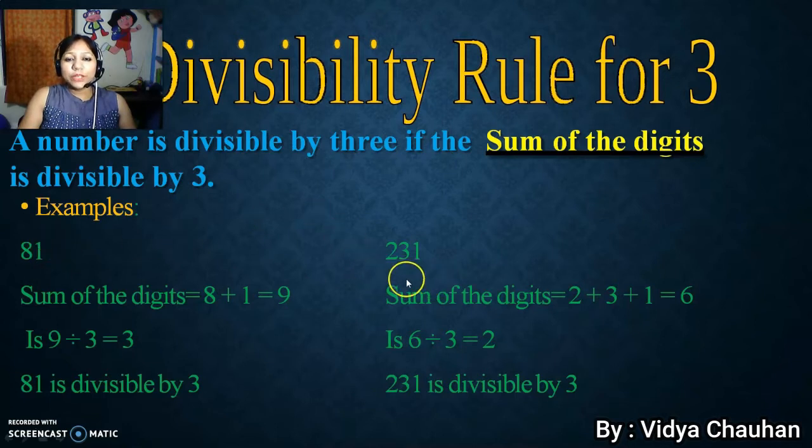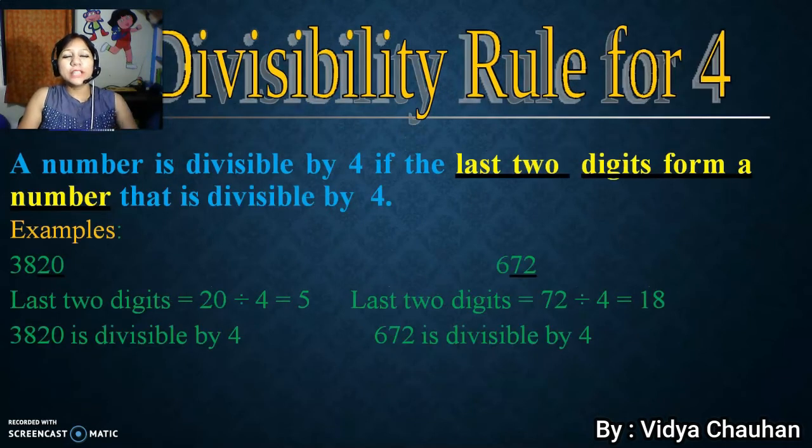Similarly, let's take one more example, and here the number is 231. The sum of the digits is 2 plus 3 plus 1, which equals 6, and 6 is again divisible by 3. That means this number 231 is also divisible by 3. So this is the divisibility rule for 3. Clear, students? Now moving forward with the next rule, which is the divisibility rule for 4.